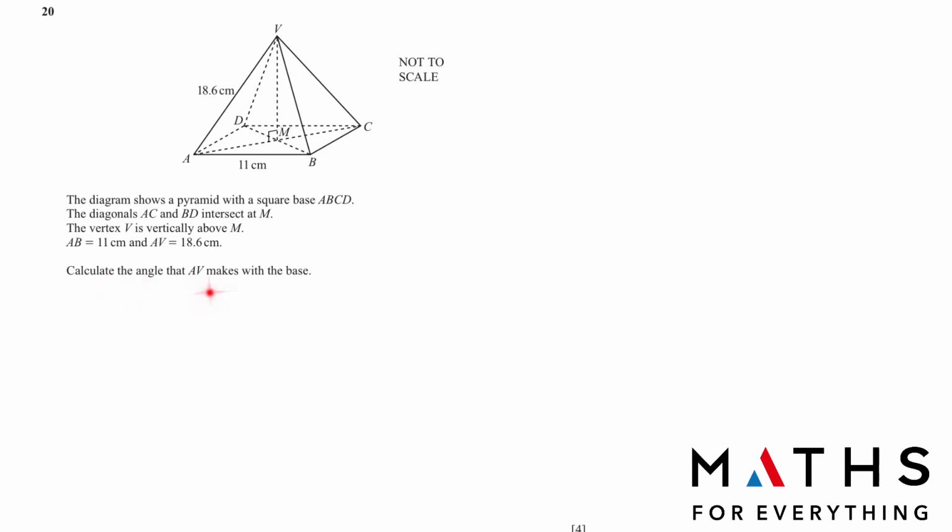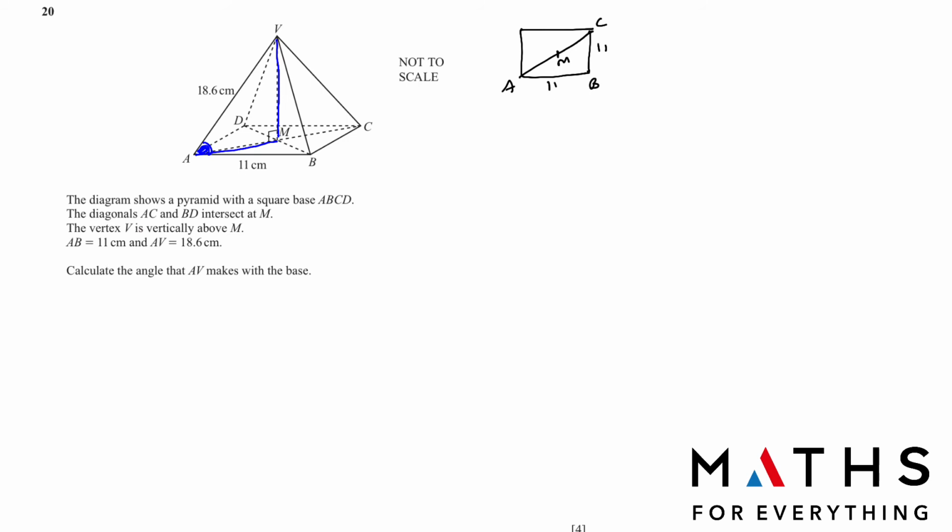Now we need to find the angle that AV makes with the base. So we are looking at this triangle and this is the angle we need to find. For that we need AM. We don't have AM. We will need to find AM. We know that our base is a square, so each side is going to be same. This is A and B and this is C. This is M, the midpoint of AC. When the two diagonals intersect, that is the midpoint. So first we will need to find AC.